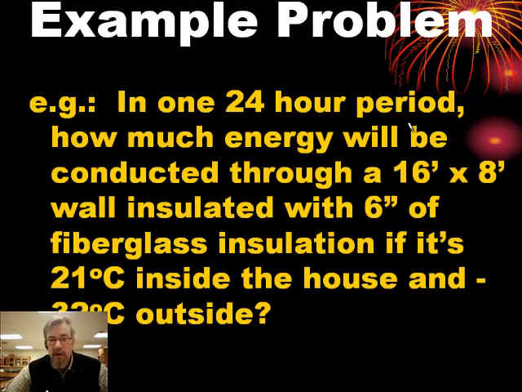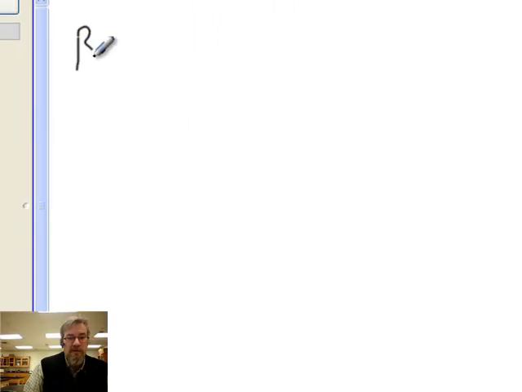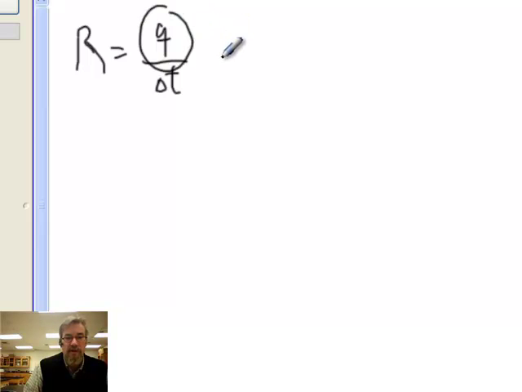It says, in one 24-hour period, how much energy will be conducted through a 16-foot by 8-foot wall that's insulated with 6 inches of fiberglass insulation, if it's 21 degrees inside the house and negative 32 degrees outside. Well, first of all, just from the definition, the rate is equal to Q divided by time. And we're interested in knowing how much energy is lost, so we'll solve for that. Q is equal to rate times the change in time.